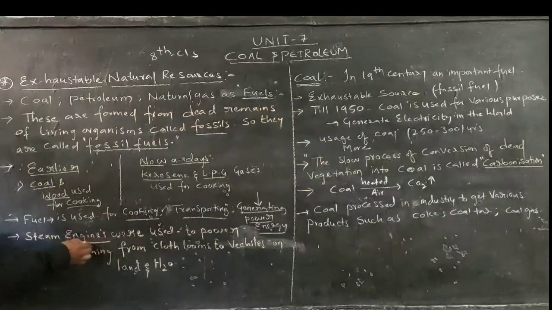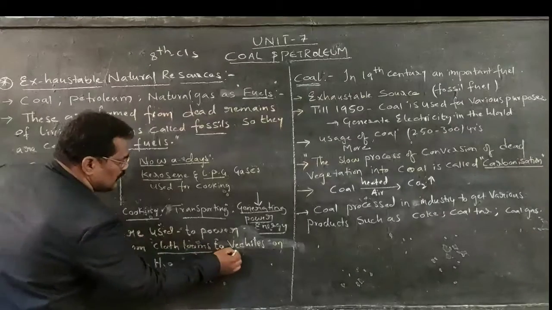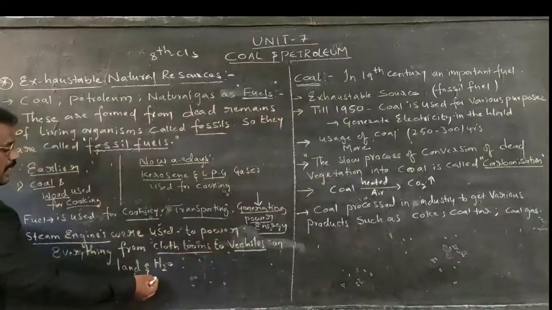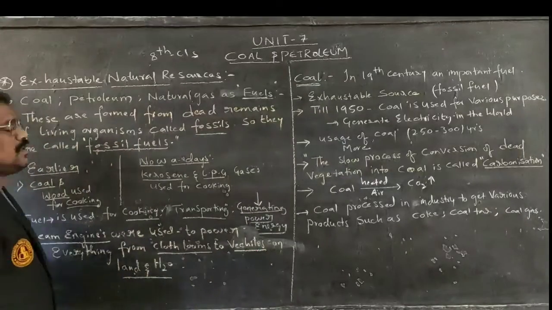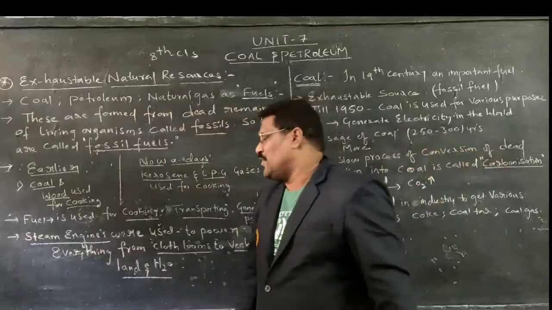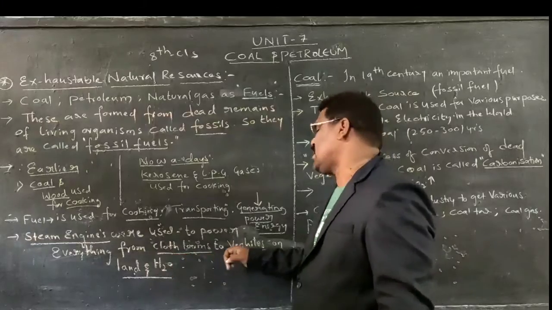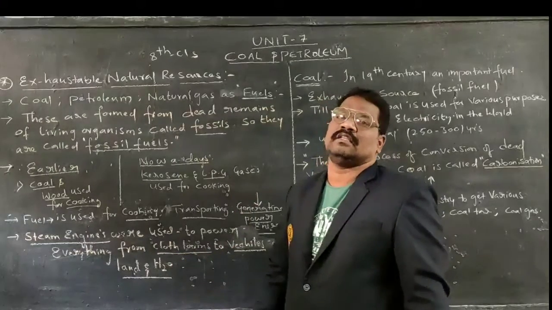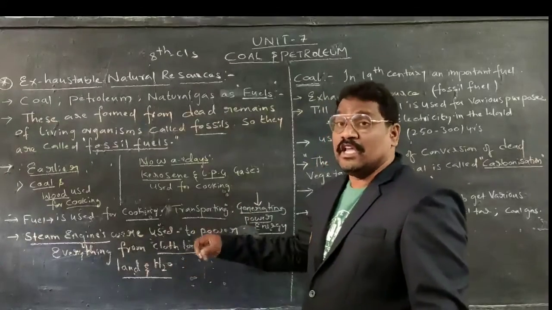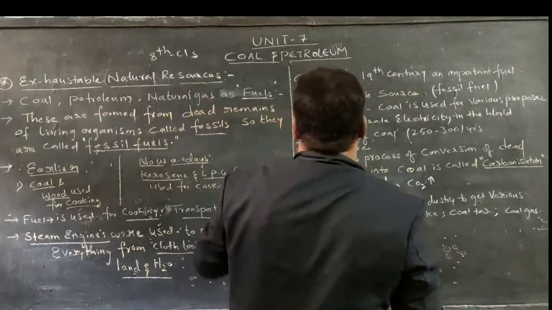These steam engines were used in olden days for running vehicles on land as well as water. They used to generate power. That power was used for the industrial revolution, from cloth looms to vehicles running on land as well as water. They used steam engines by converting that power.